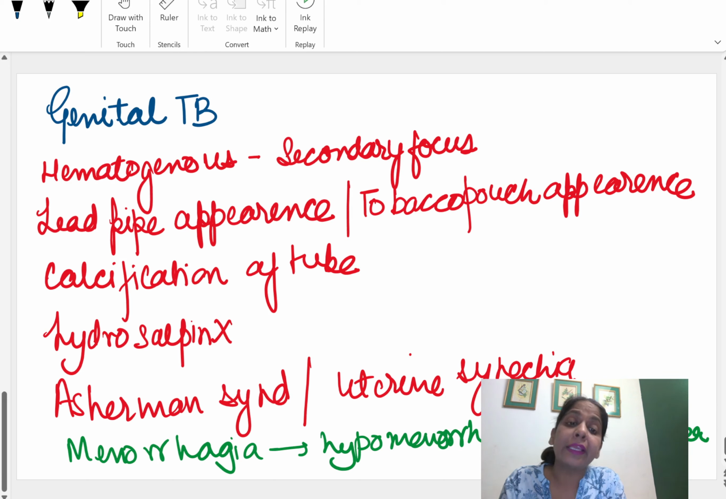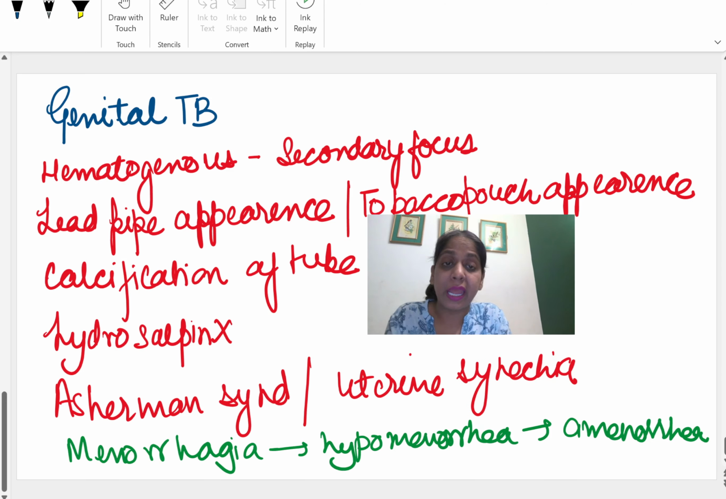Okay, in acute tubercular infection there is menorrhagia. Then the patient has hypomenorrhea when Asherman syndrome also occurs, and later on the patient suffers from amenorrhea. So genital TB is also one of the causes of amenorrhea in the later stages. Okay, so those were all the important points about genital TB.